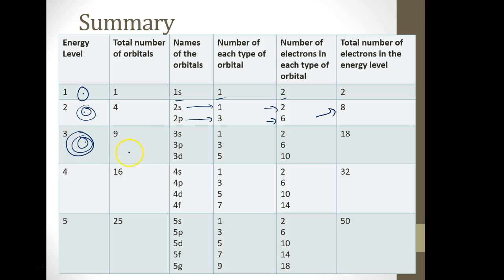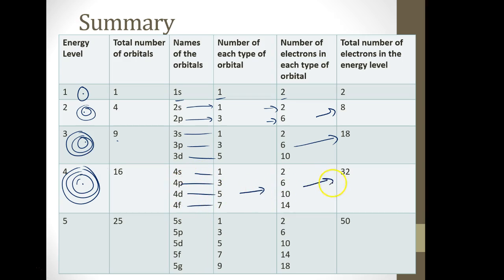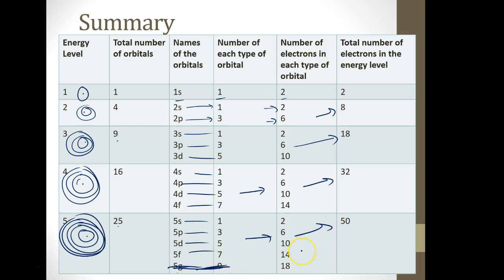Third circle out, we got 9. We got these guys. Total number of electrons is 18 in that energy level. Level 4, fourth circle out again. And now you're up to a total of 32 electrons. And when you get to the 5th energy level, 25 orbitals, S, P, D, F, and then after this they start to go alphabetical, but you'll never use anything in this guy. Anyhow, same idea, they line up, how many electrons, and total is 50.